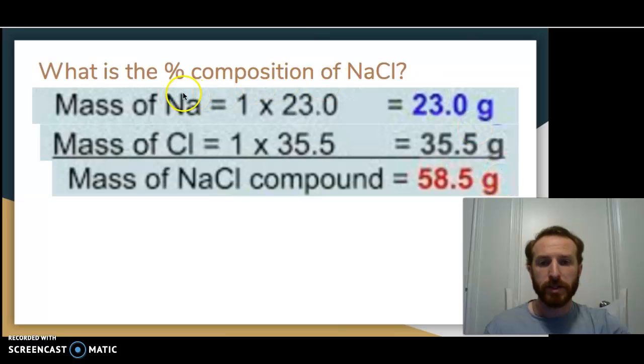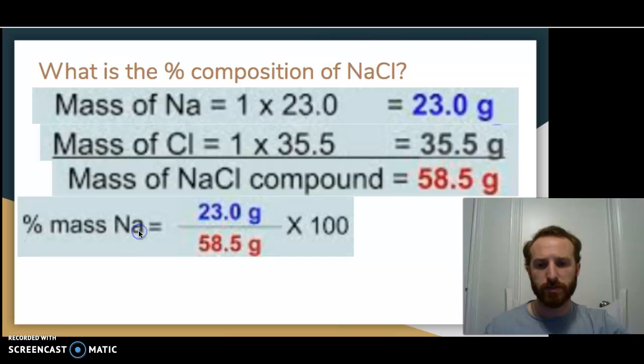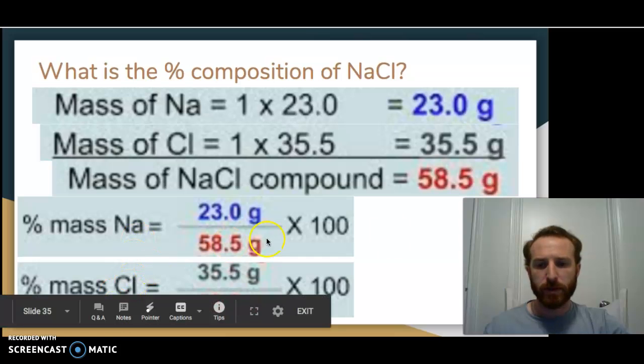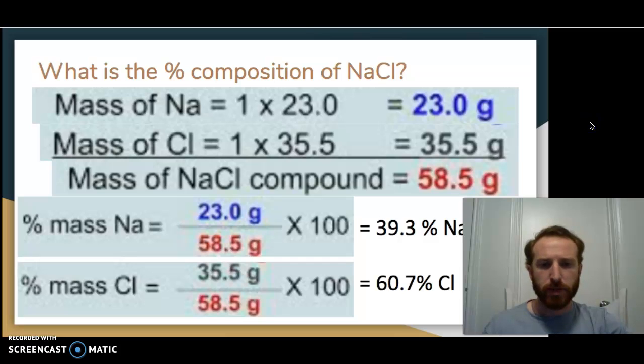Now, to figure out how much of sodium chloride is sodium, we put 23.0 grams over 58.5 grams. Multiply that by 100, and that gives us the percent mass of sodium chloride that is sodium. We can do the same thing with chlorine: 35.5 grams over 58.5 grams. If you do the math, you get 39.3% of sodium chloride that is sodium, and 60.7% that is chlorine. So this is the percent composition.